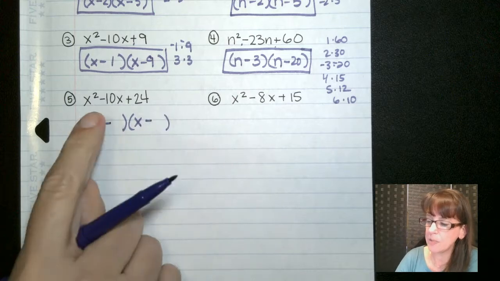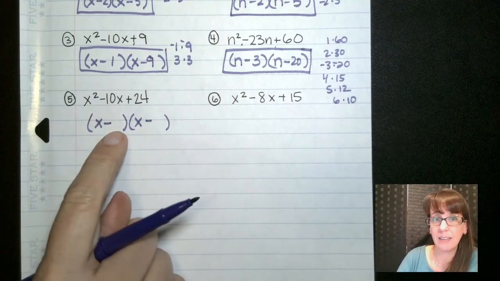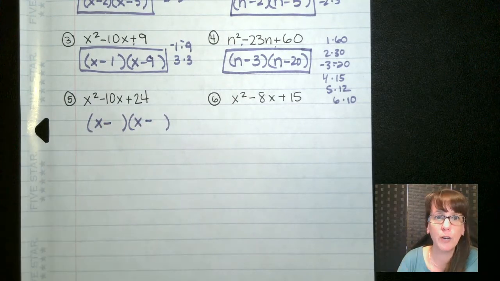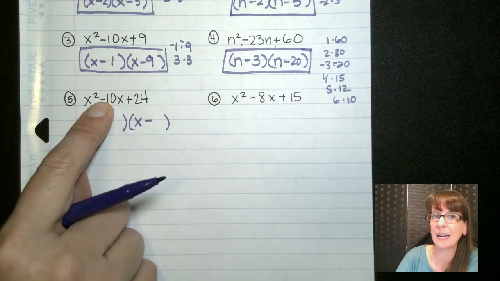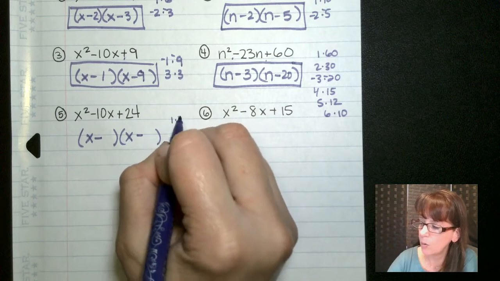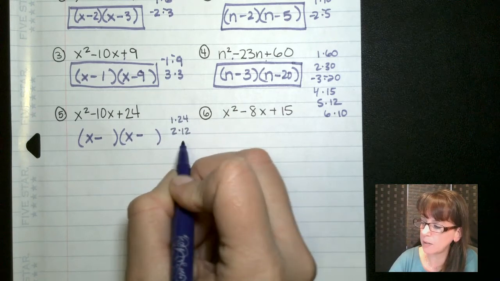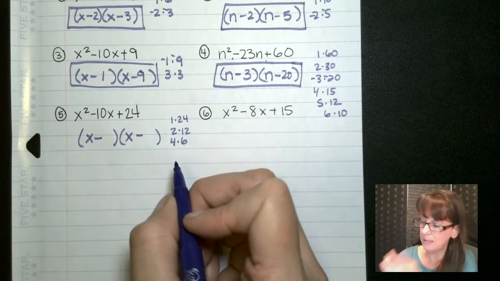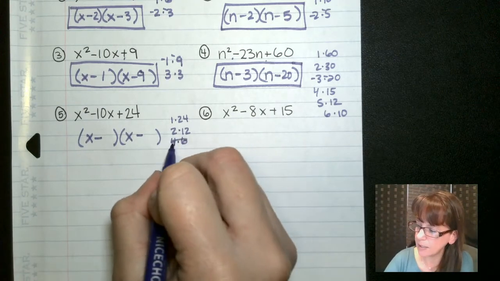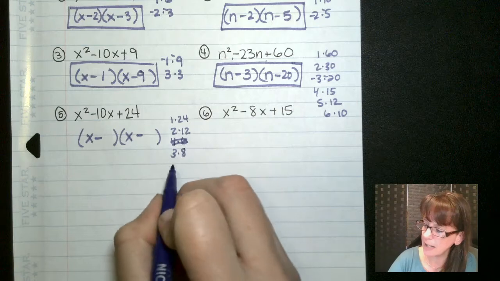So a lot of kids get tripped up because they see that these are different signs and they think that they have different signs down here. No, no, no. Look at your last sign. This tells me same signs. This tells me negative, negative. The factors of 24: 1 times 24, 2 times 12, 3 times 8 and 4 times 6. I'm sorry, I was like, wait, that doesn't look right.